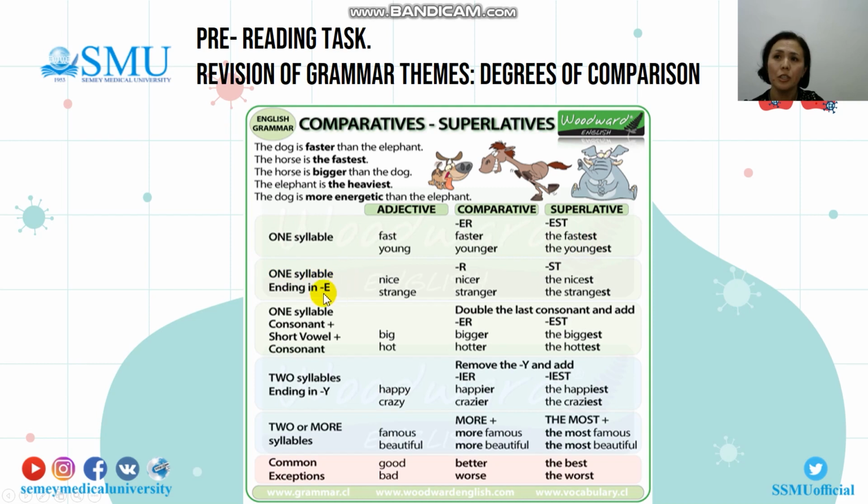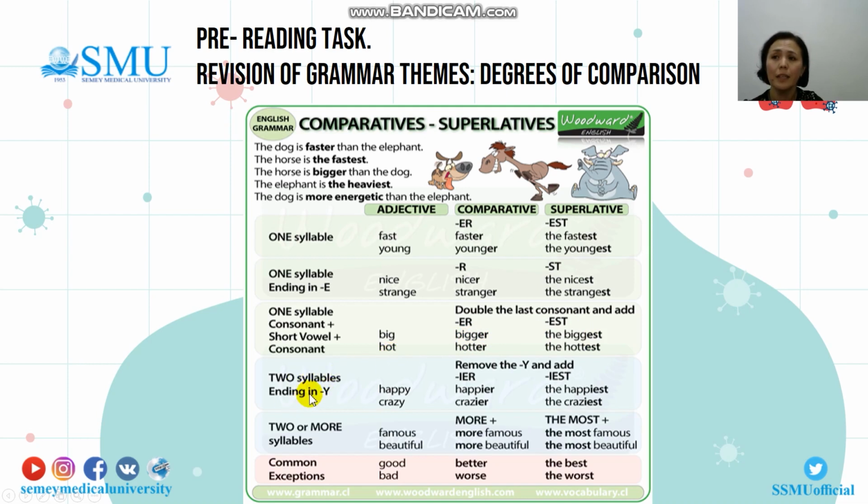If a one syllable adjective ends in e, in comparative degree we add only r, and in superlative degree we add only st. For example, nicer, the nicest. If a one syllable adjective consists of consonant plus short vowel plus consonant, like big, hot, in the comparative and the superlative degree, the last consonant will be doubled. For example, bigger, the biggest.